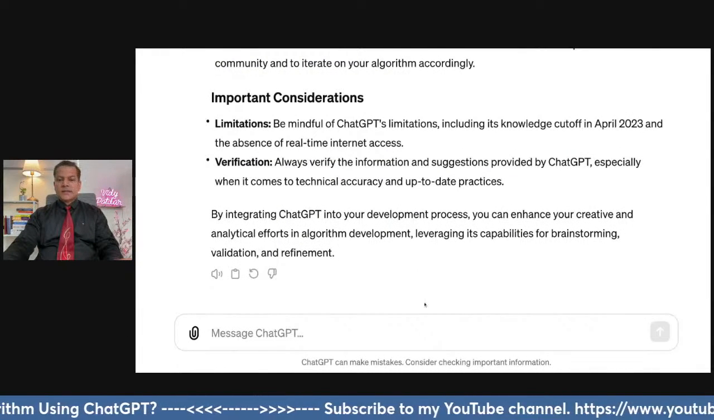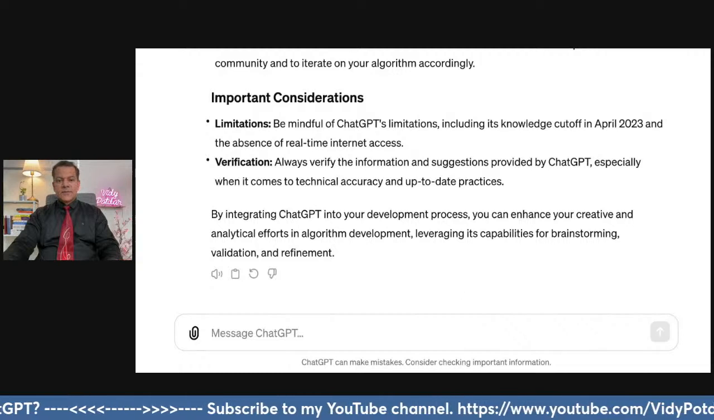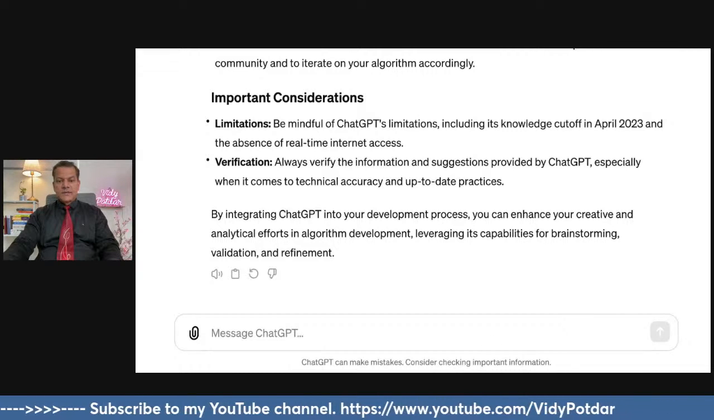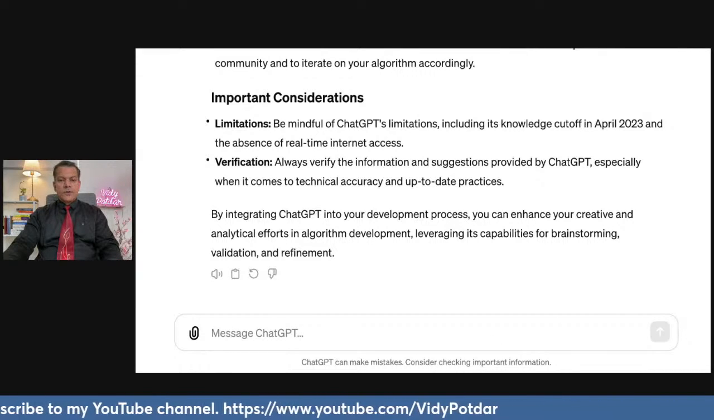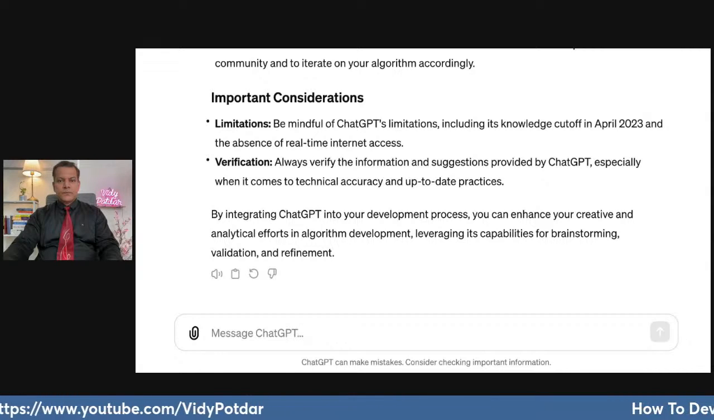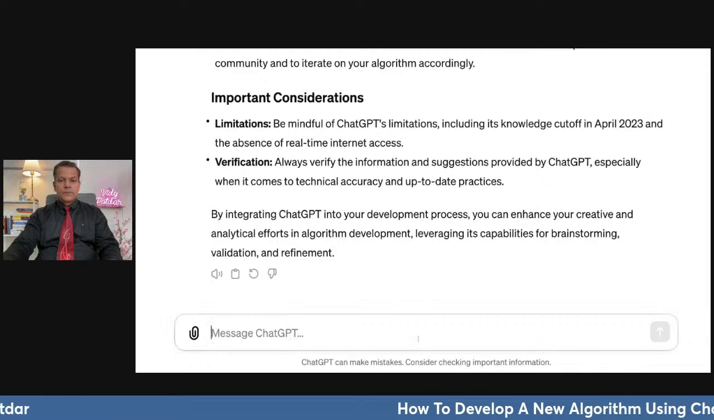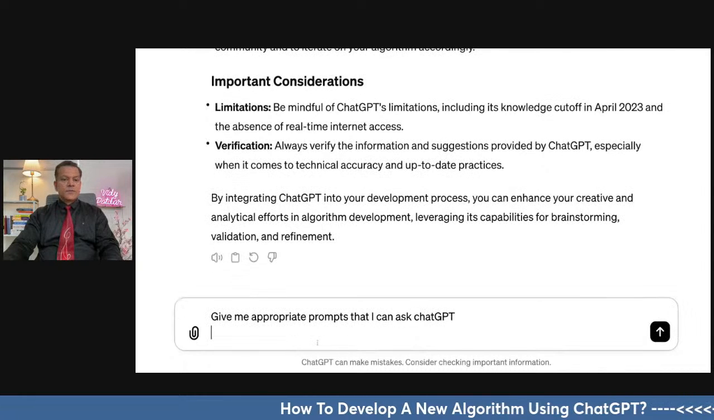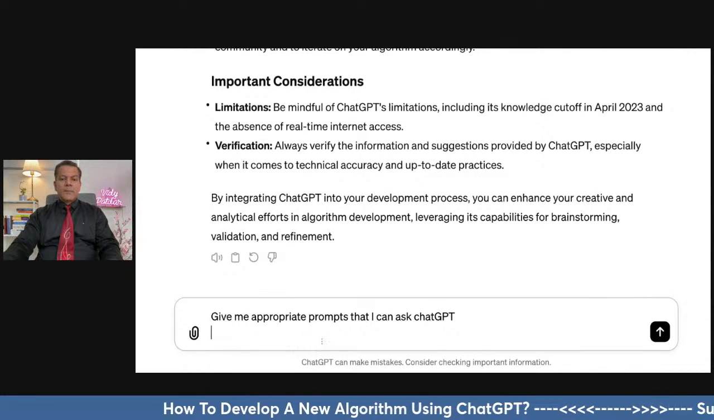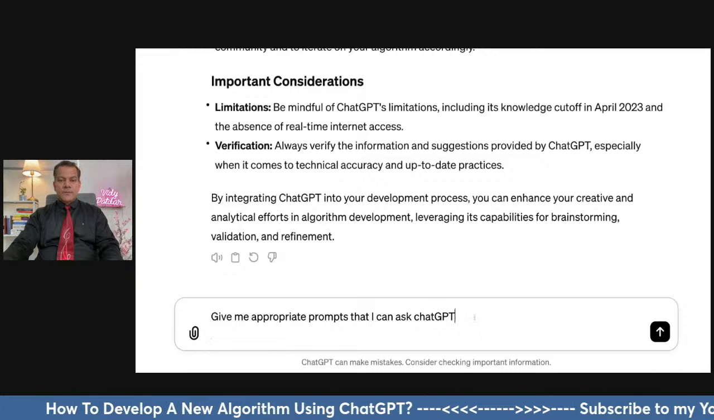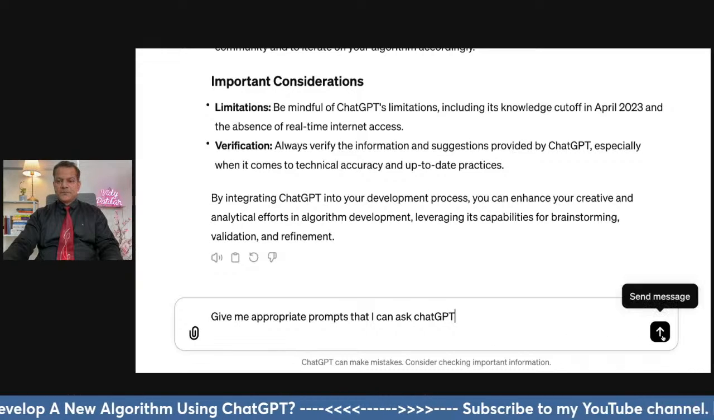The next part is another interesting part. Let me show you the next prompt that I'm going to use. The next prompt is, give me appropriate prompts that I can ask ChatGPT for this.